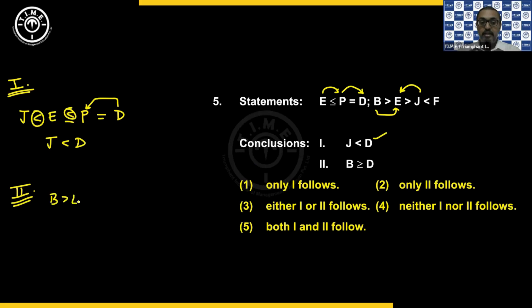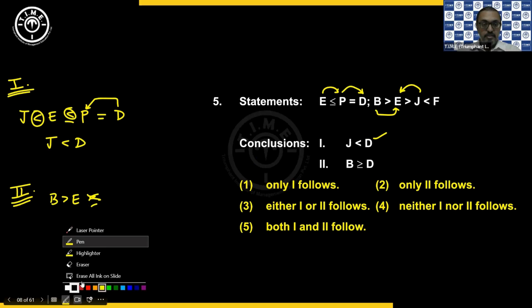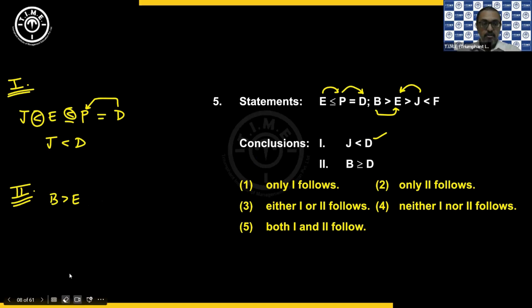So I have B greater than E, and then remaining E to P, P to D. So I have E less than or equals P equals D. Correct? Now here, unfortunately, you have opposite signs. So when you have opposite signs, I don't know what relation is available here. So conclusion 2 does not follow. So my answer for this is only one follows. First option. Okay.